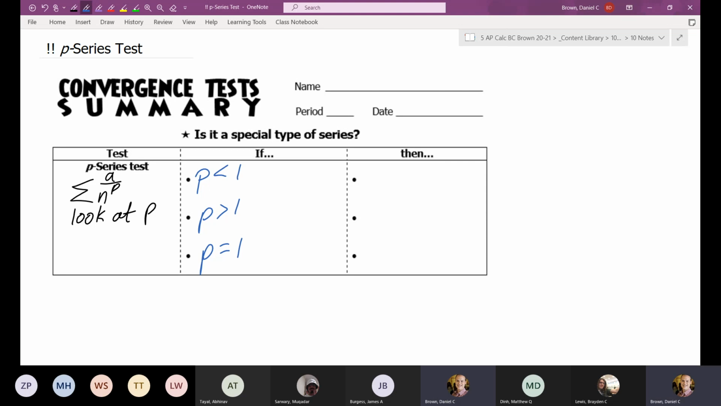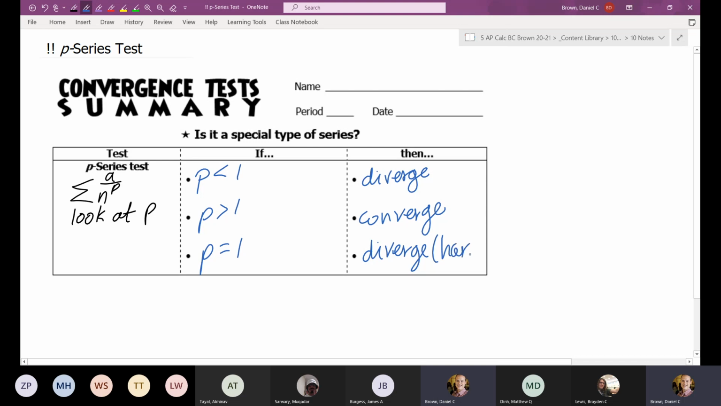Greater than 1. So you're thinking which one would have the bigger denominator, so that's going to be the smaller number. So when P is greater than 1, that P series is going to converge. When P is less than 1, that P series is going to diverge. When P is equal to 1, that is also going to be a case when it diverges.